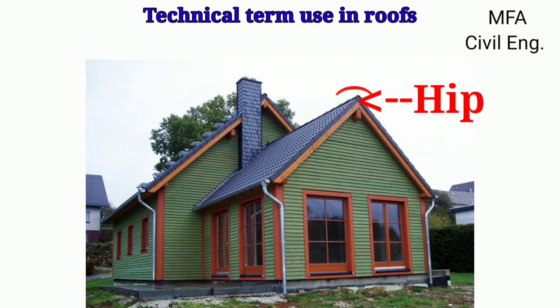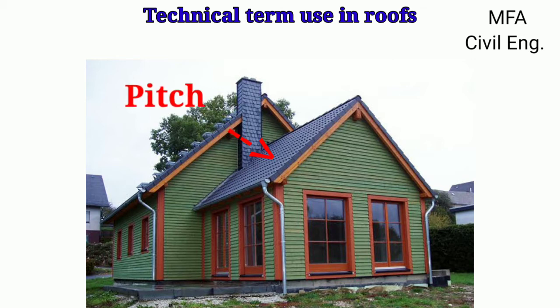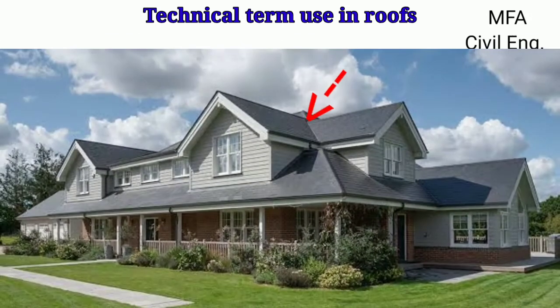In this case, the external angle is more than 180. An inclination of the side of the roof with respect to the horizontal plane is called the pitch. It is expressed in degrees or as the ratio of the rise to the span. The intersection of two roofs in which the external angle is less than 180 is called the valley. The apex line of the sloping roof is called the ridge.